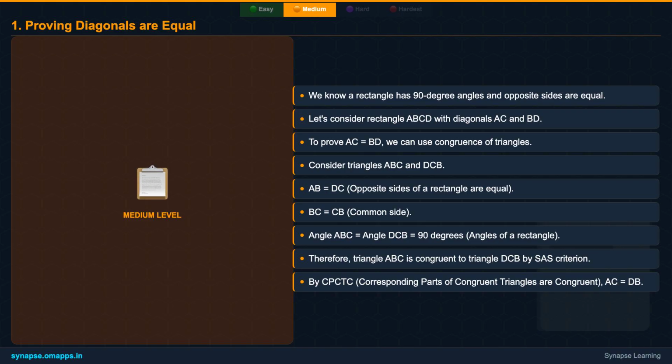Look closely, side AB equals side DC because they are opposite sides of a rectangle. Side BC is common to both triangles. And angle ABC equals angle DCB, both being 90 degrees. So, by the SAS congruence criterion, triangle ABC is congruent to triangle DCB. And by CPCTC, corresponding parts of congruent triangles are congruent, we conclude that AC must be equal to DB.